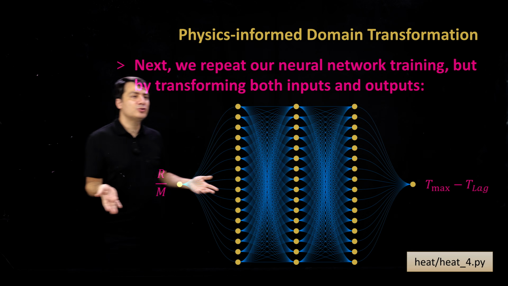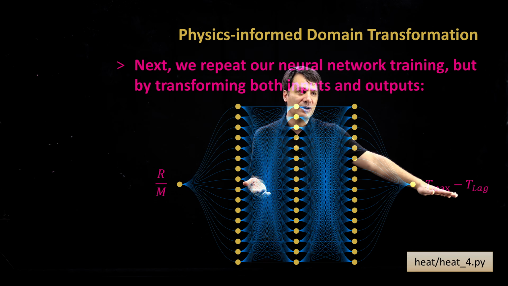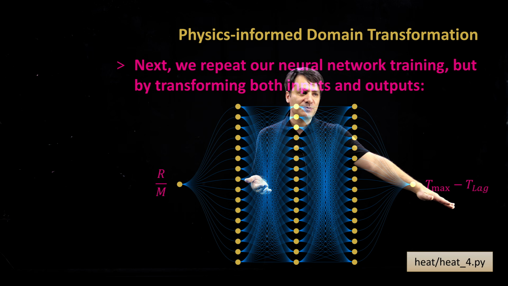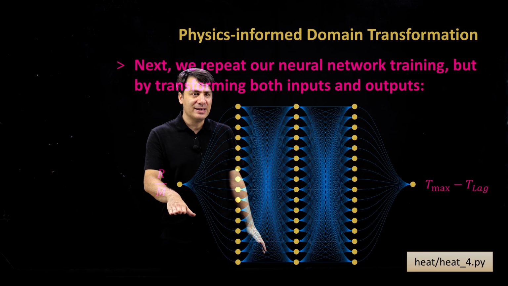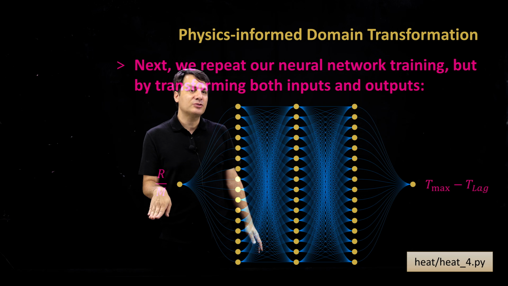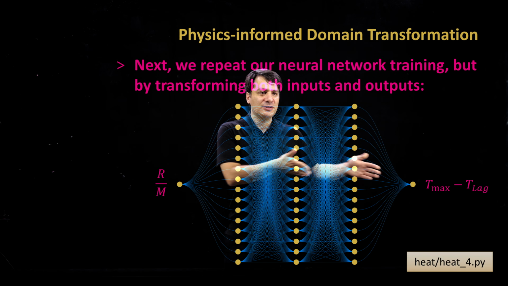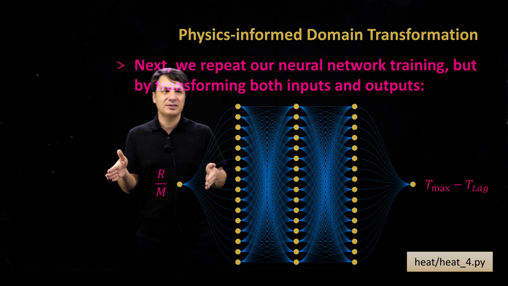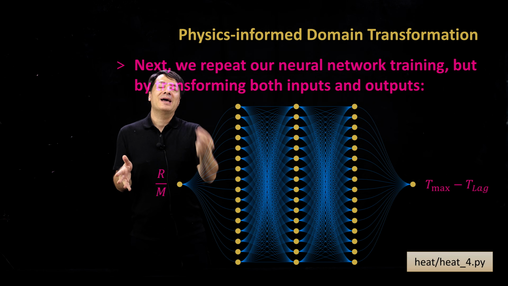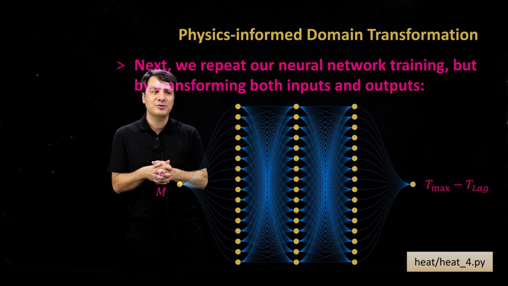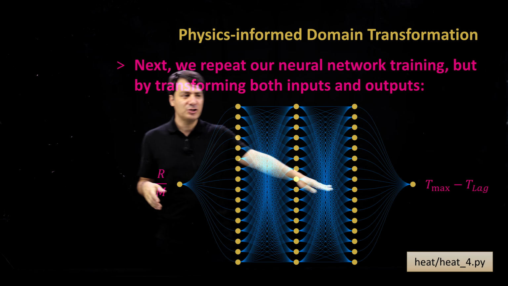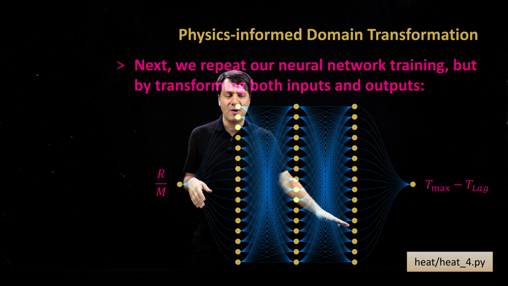So now we are going to train a new machine learning model, a new neural network. The output is Tmax minus T-lag, and the input is thermal resistance over thermal mass. It's because we know this physics is correlated to this type of input. So we are additionally helping the neural network to capture the correlation. This implementation is in heat4.py.